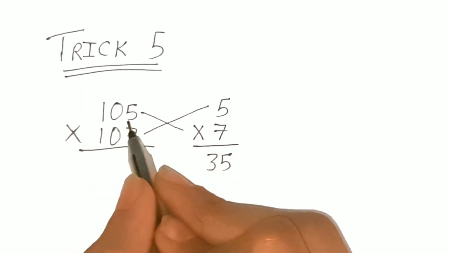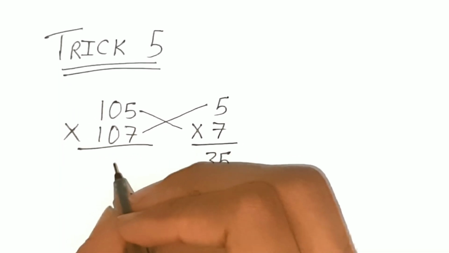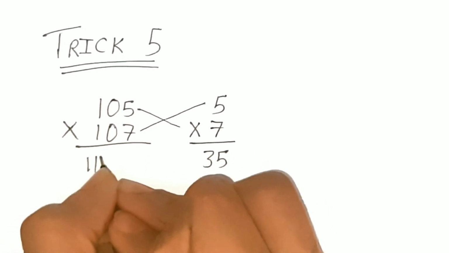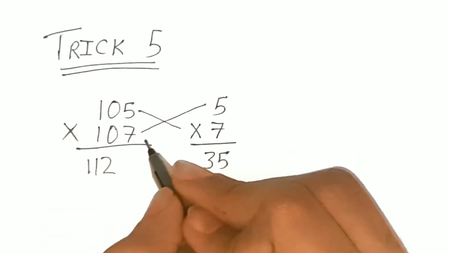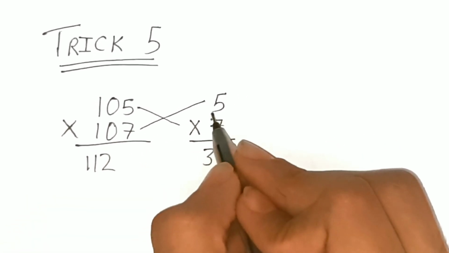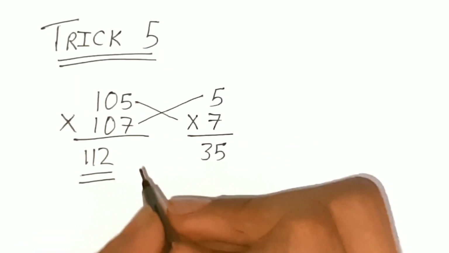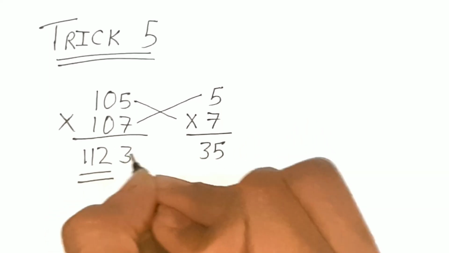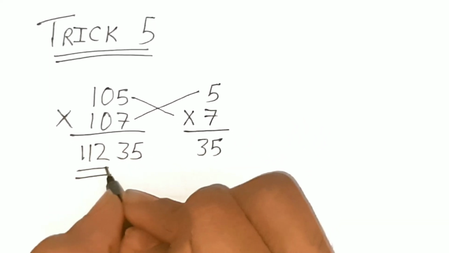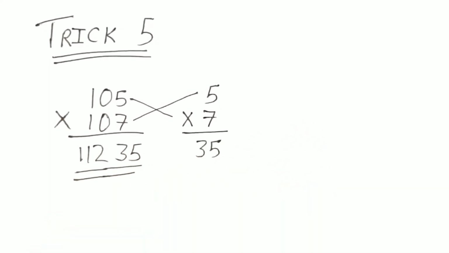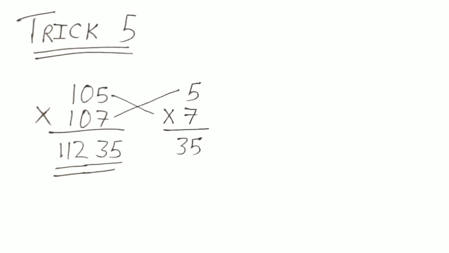If you add 7 to 105, it would be 112. And if you add 107 with 5, still it would be 112. Doesn't matter, you can do it anyway. And here is our answer ready. So our answer would be 11235. I forgot to write the 35, but it would be 11235.